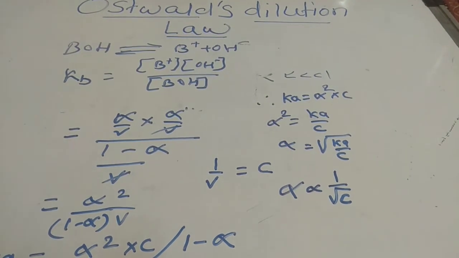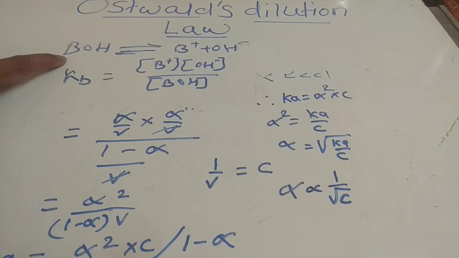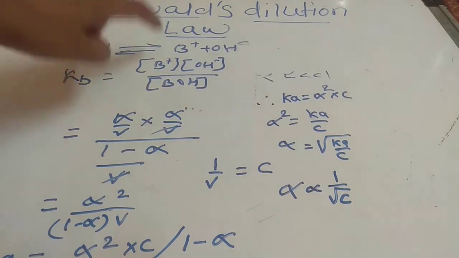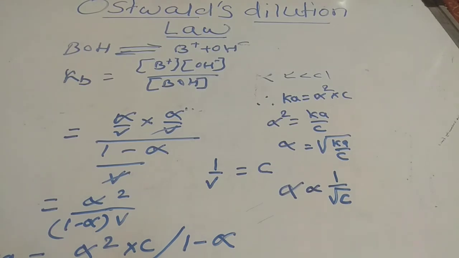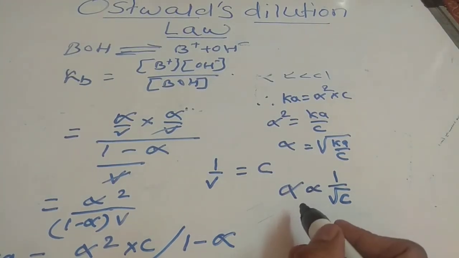And the same, take 1 mole of BOH and at equilibrium alpha is the degree of dissociation for B plus and OH minus. Then prepare a table and get the concentrations of BOH, B plus and OH minus. We get concentration of BOH is 1 minus alpha upon V, B plus alpha upon V and OH minus alpha upon V. Put these values in this equation and we get the same law.